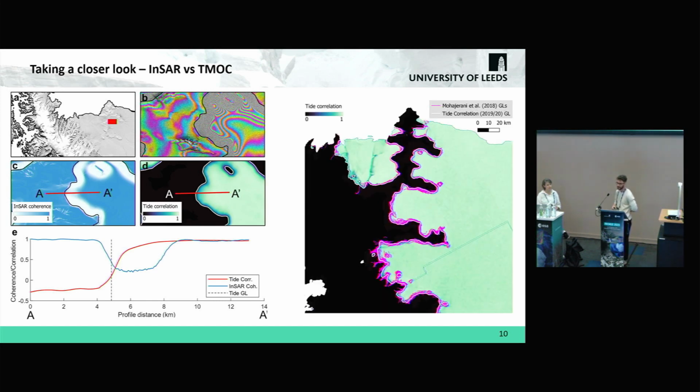And comparing that to some other data, which has also already been introduced, so thank you. Mohajerani produced AI delineated grounding lines for all the Sentinel-1 interferograms in 2018. It's a really great paper. If you haven't read it, I recommend you do. And when we compare our data to this, our data is the white line against the pink lines. We find that, yeah, we're pretty much going down the middle of those automatic grounding line delineations.